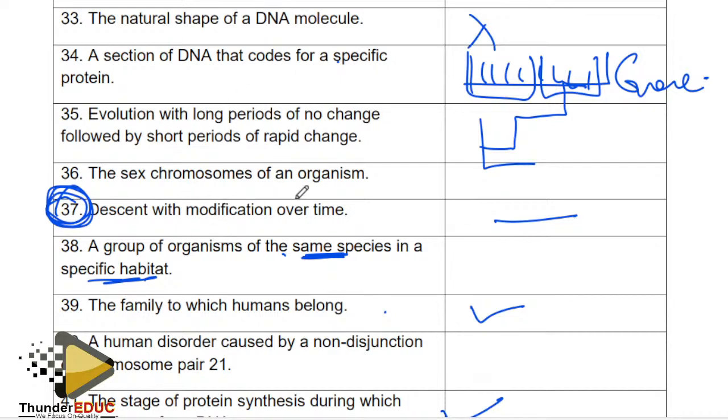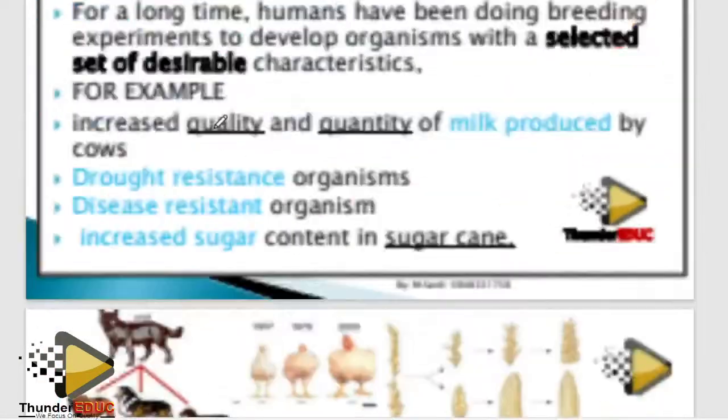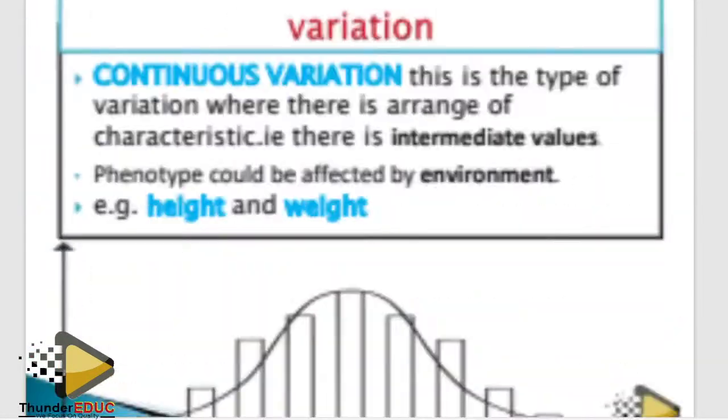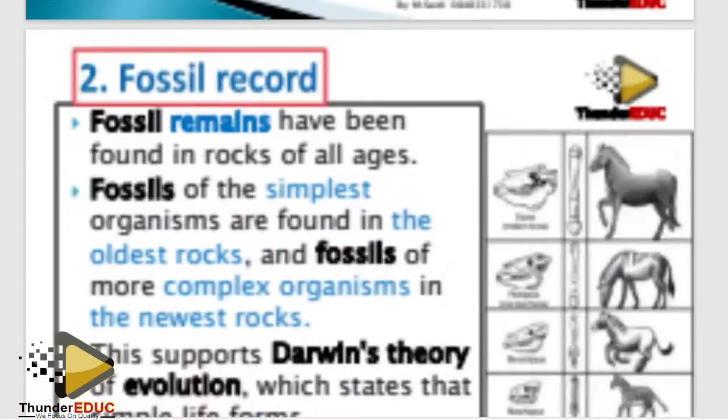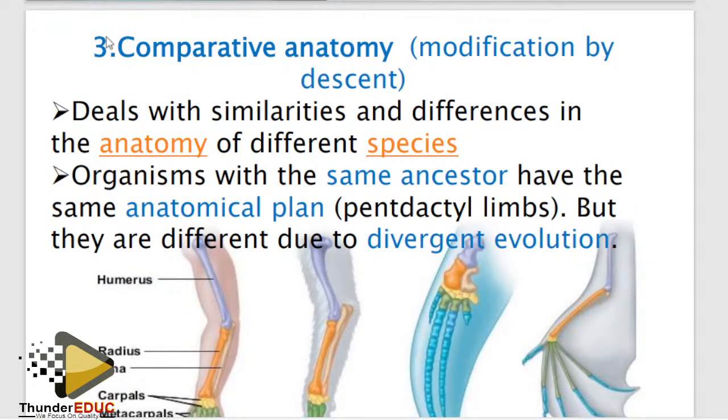So here, how do we say this? We say that this is comparative anatomy. Let me just show you something small before we go there. Yeah, this is what they are. Another comparative anatomy: modification by descent.